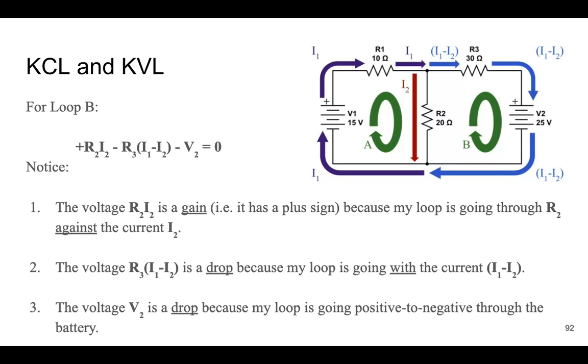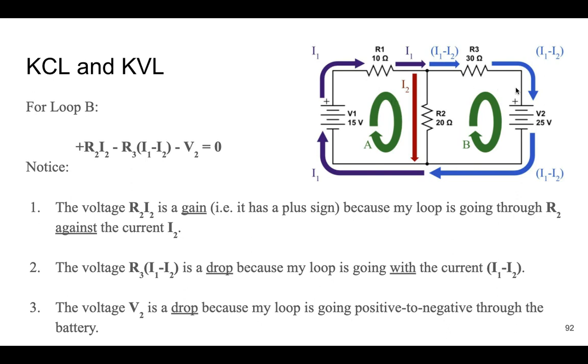So then you do loop B. Going through loop B, start at the lower left, and you get to R2. Now this time, notice loop B is going up while I2 is going down. So we're going through this resistor against the current. What does that mean? If you go through a resistor against the current, you actually have a gain. So the next thing that happens, we come up here, we get to R3, and our loop is going with the current I1 minus I2 through a resistor. So that's going to give us a drop.